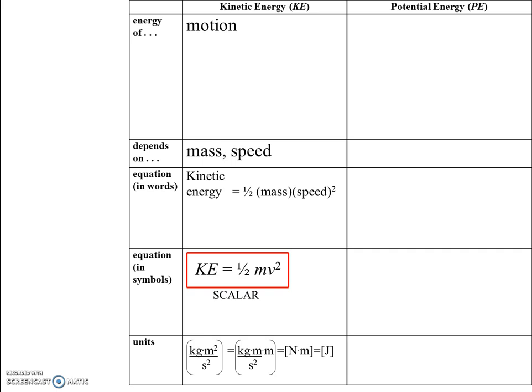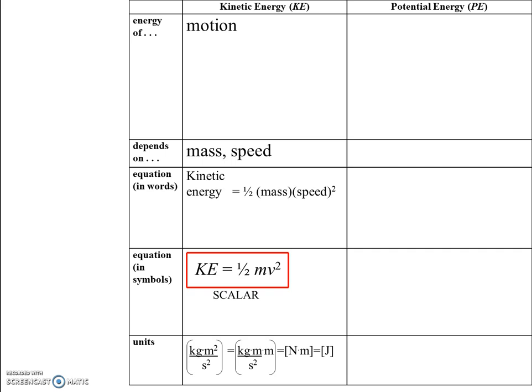Really, joules are the units for any energy, which goes back to the definition that work is an exchange of energy. They must be in the same units. You can write kilogram meter squared per second squared, you can write Newton meters, but really joules are the most convenient units we'll use for kinetic energy. Now let's shift over to potential energy.